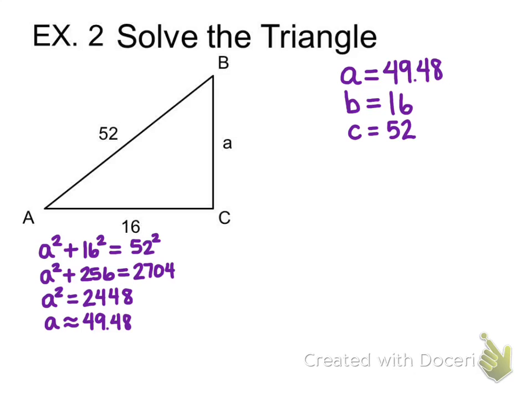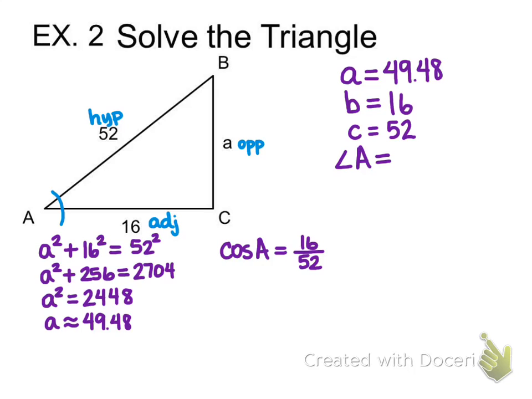Now I'm going to start with the angles. So for angle A, I'm going to label from angle A opposite, adjacent, and hypotenuse. I'm not going to use the opposite side since I had to solve for that in the problem. I'm going to use what was given to me, which is adjacent and hypotenuse. So adjacent over hypotenuse is cosine. So that means the cosine of angle A is 16 over 52.